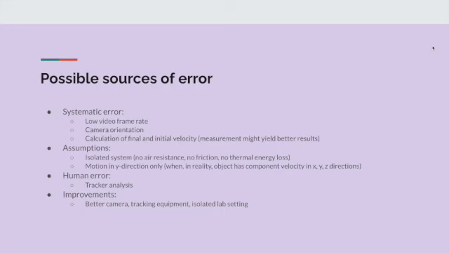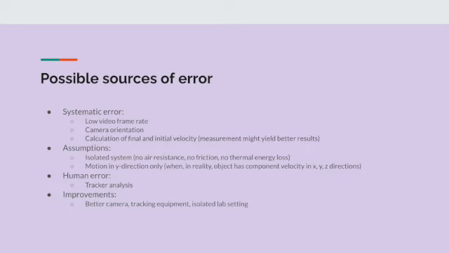I had several possible sources of error in my experiment. The systematic error can be attributed to a low video frame rate, which caused tracking of the object to be difficult. Also, the camera orientation may have affected the position data. In addition, it might have been better to track the initial and final velocity rather than calculate it from position data.